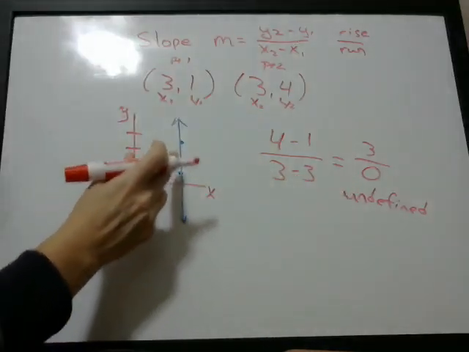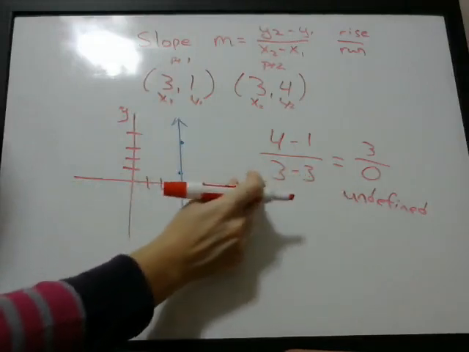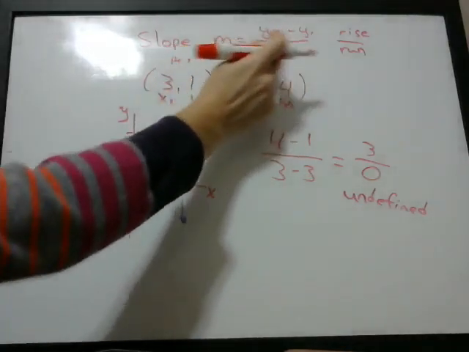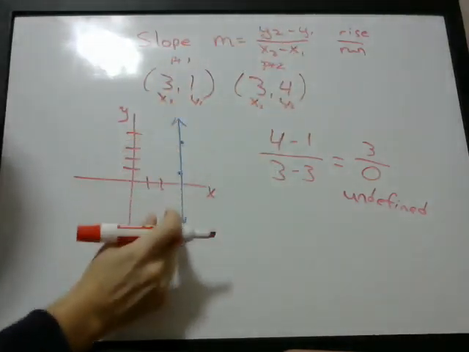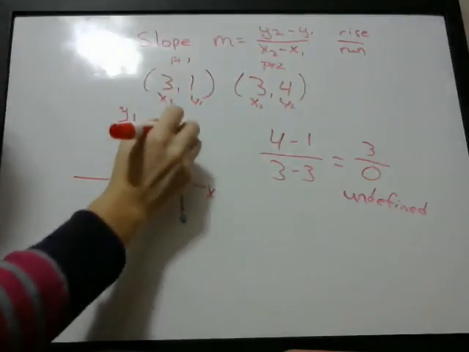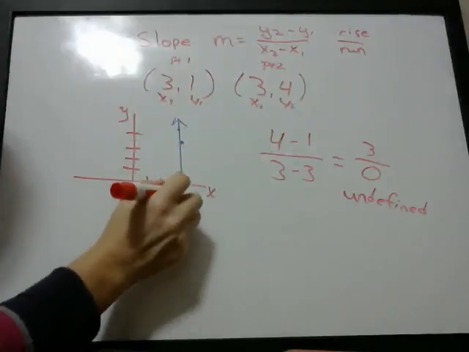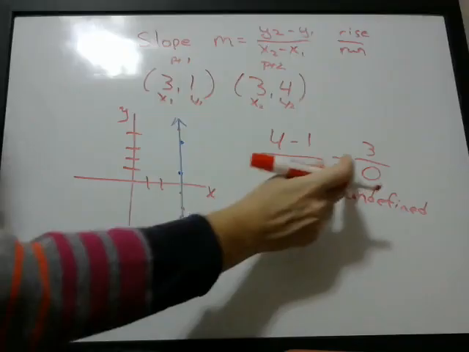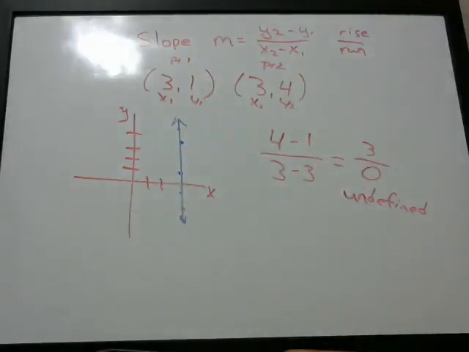And so you can see why, because you're always going to be subtracting the x's. The x's are the same. It doesn't matter where you are on this line, x always equals 3. So it's always going to be 3 minus 3, putting a 0 in the denominator.